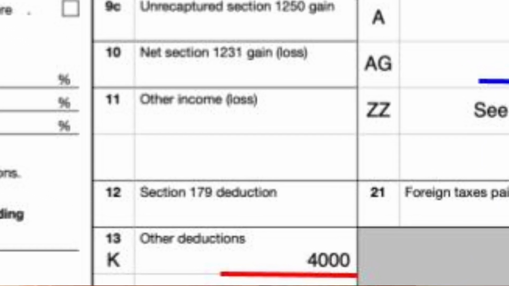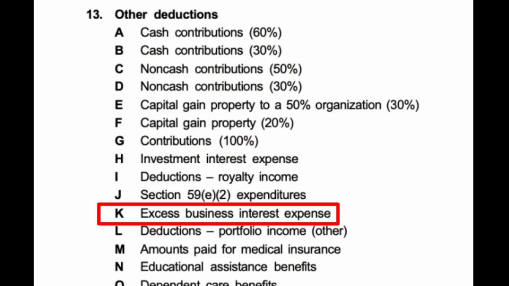And we should look it up in the code list. K means excess business interest expense. Remember this term word by word because there are quite a few terms with slight differences in wording, but they mean totally different things, and don't mix them up.